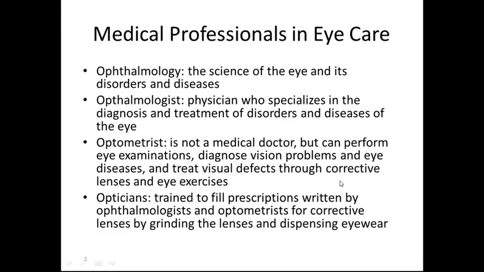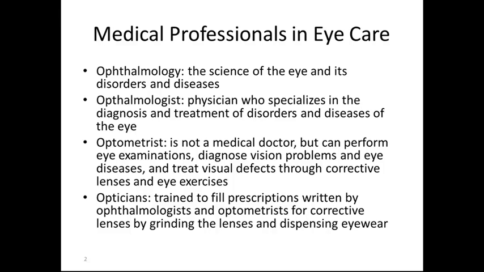So what is the difference between an ophthalmologist and an optometrist? An ophthalmologist is a medical doctor, so they will have MD behind their name. Medical doctors are able to do procedures on the eye, so surgeries that replace the lens of the eye for cataracts or surgeries to do corrective vision such as LASIK are often common procedures done by a medical doctor.